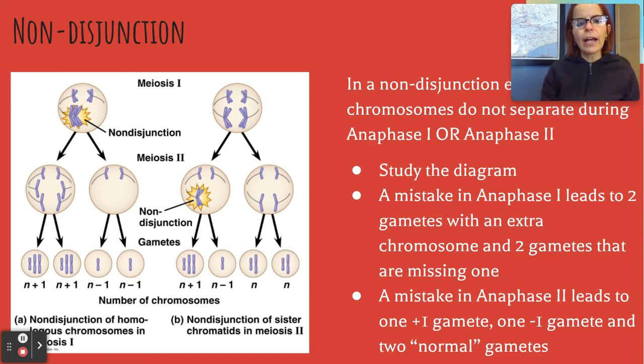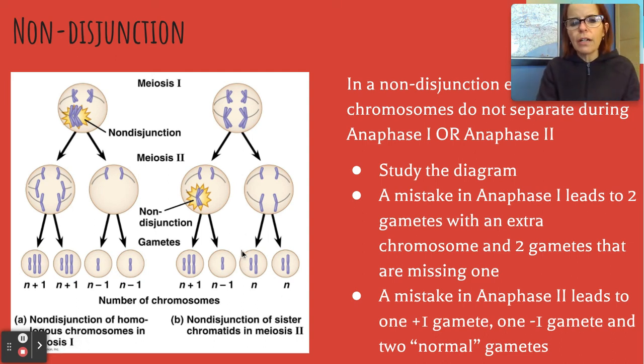So the diagram on the right shows what happens if it occurs not during anaphase 1, but during anaphase 2. Anaphase 2 is when you have bivalent chromosomes and they're supposed to separate from their partners into monovalent chromosomes. But in this case, in anaphase 2, if they don't separate from their partners, and again, they go to one side, what ends up happening?